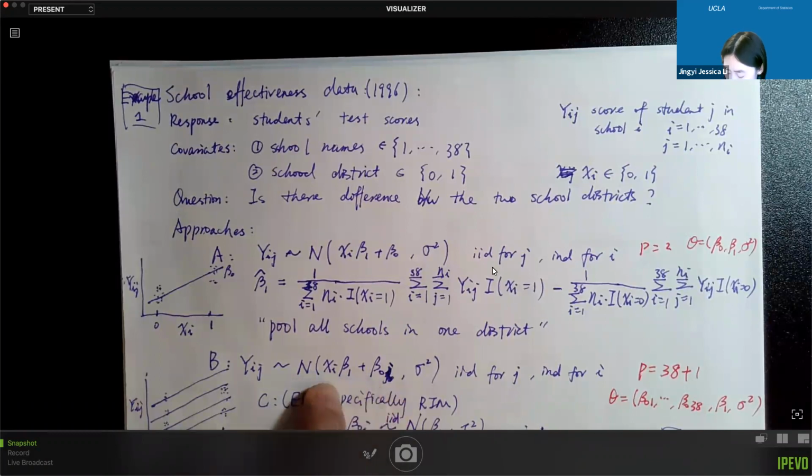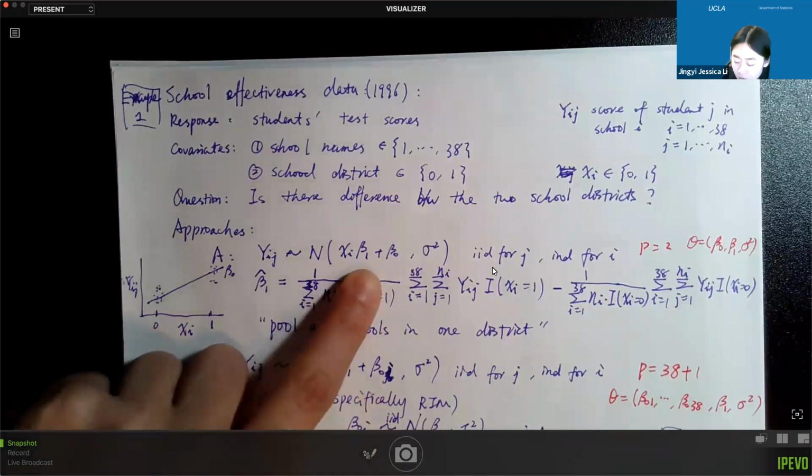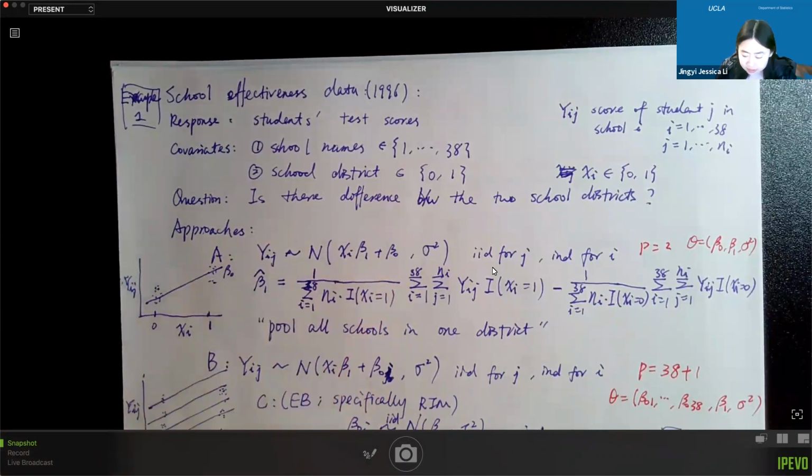So in this model, the issue is that we have too many beta 0 i's if our school number is big, because we have one intercept per school, while we may not have so many observations per school. So that will make us have a very heavy estimation burden since we have many parameters. On the other extreme, we could just simply assume that all schools share the same intercept beta 0. So that will significantly reduce our number of parameters. But this is a very brave assumption because we don't know whether the schools share the same intercept or not.